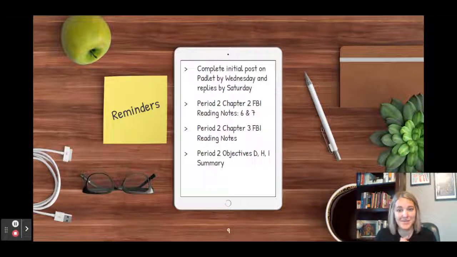Make sure to complete your initial post on Padlet, and then you've got your Period 2 Chapter 2 reading notes, your Period 2 Chapter 3 reading notes, and then your 3 objectives. So no additional assignment in these early days of the week. Usually we have one more additional assignment, but the 2 FBI notes should keep you plenty busy.